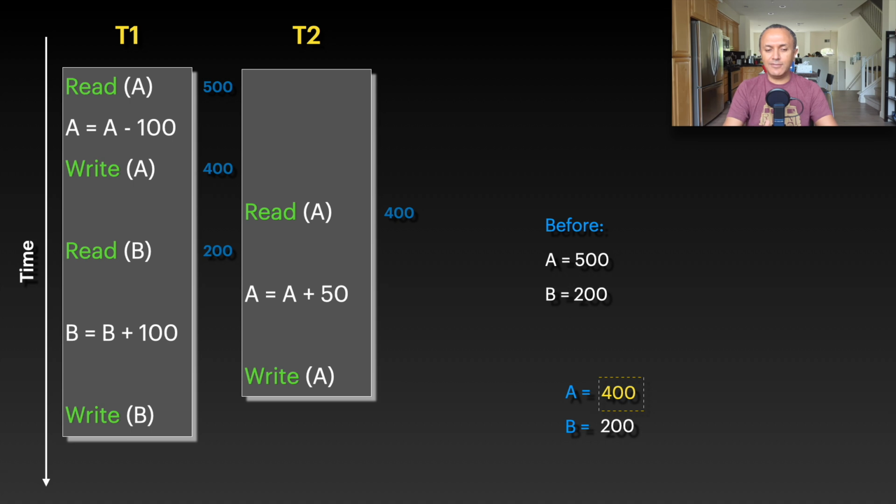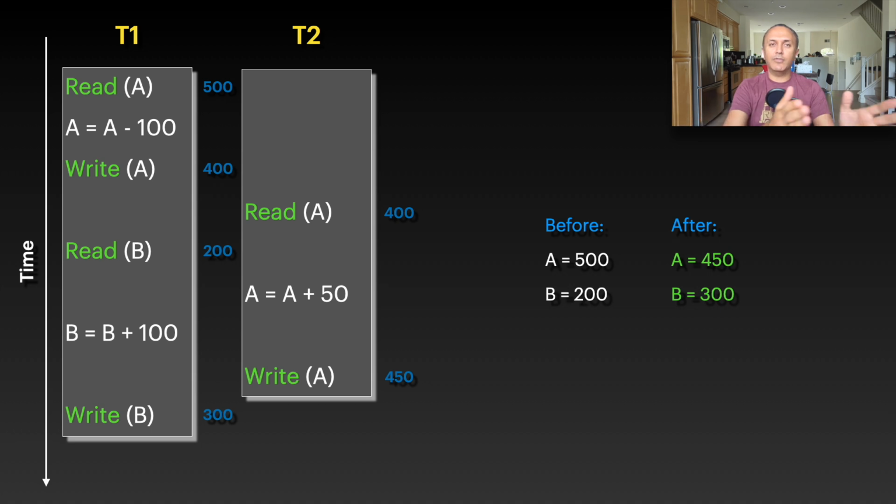T2 is going to add 50 to A, while T1 is going to add 100 to B. And then T2 is going to write the new value. So 400 plus 50, that's 450. So it's writing that to A. And T1 is going to write the new B value, which is 300. And then both are committed. So this is the final value. This is the same value that we got when they were acting in isolation. So even though we have interleaved the transactions, we still got the same value.